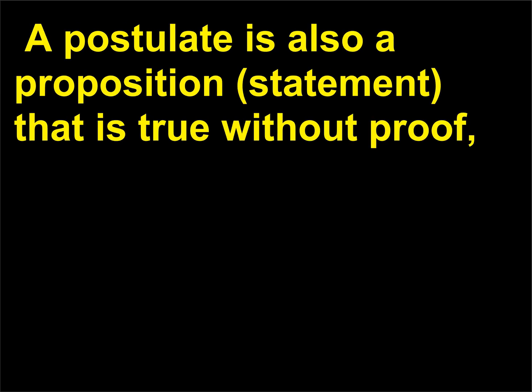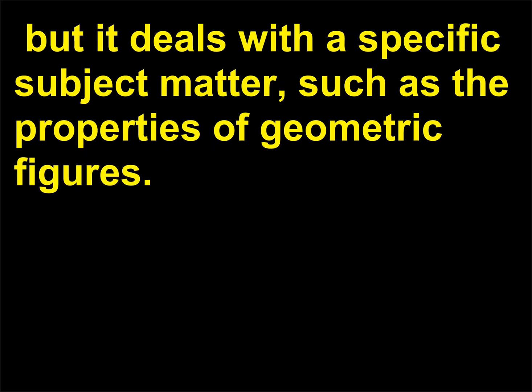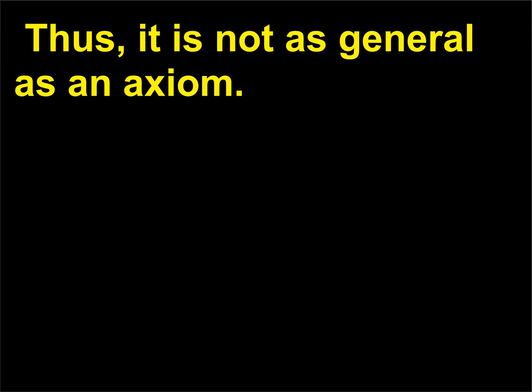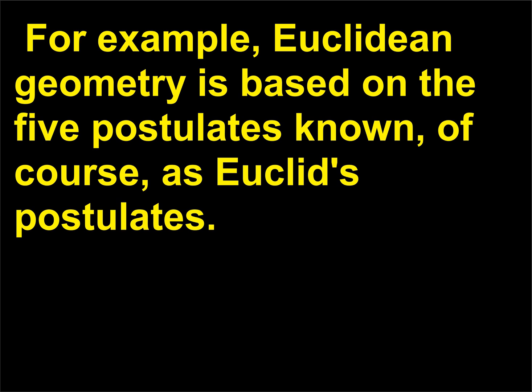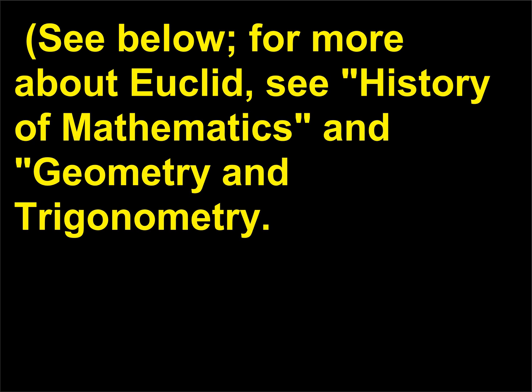A postulate is also a proposition, a statement, that is true without proof. But it deals with a specific subject matter, such as the properties of geometric figures. Thus, it is not as general as an axiom. For example, Euclidean geometry is based on the 5 postulates known, of course, as Euclid's postulates. For more about Euclid, see History of Mathematics and Geometry and Trigonometry.